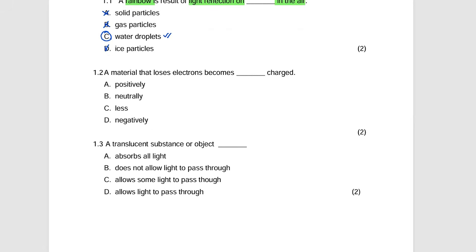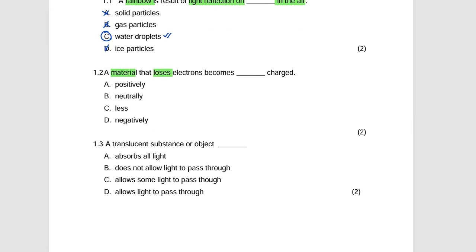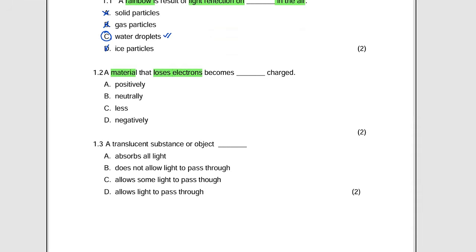So 1.2 is a material that loses electrons. So we're losing electrons there becomes discharged, right? So it means now if we are to lose electrons, we're going to have more protons. And remember, electrons are negatively charged. And then if we are to lose them, it means now we're going to be left with what? More protons than electrons. And protons are positively charged. So our answer there should be positively charged, right?